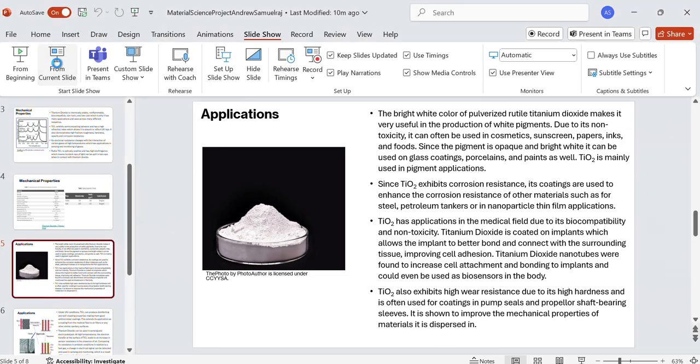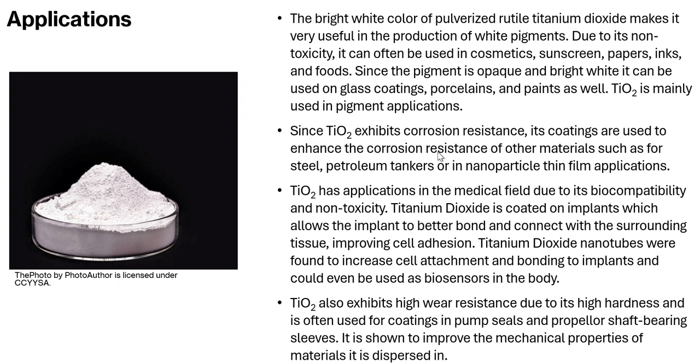Back to the presentation. The bright white color of pulverized rutile titanium dioxide makes it very useful in the production of white pigments due to its non-toxicity. It can often be used in cosmetics, sunscreen, papers, inks, and foods. Since the pigment is opaque and bright white, it can be used on glass coatings, porcelains, and paints as well. TiO2 is mainly used in pigment applications, and that's where it sees its widest use.